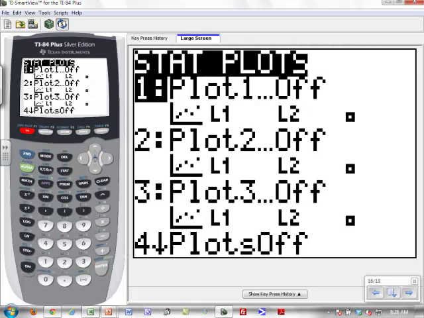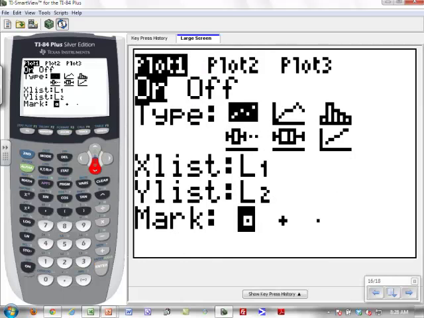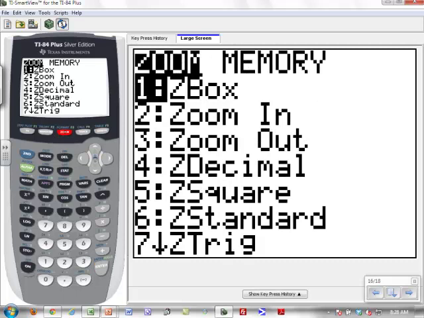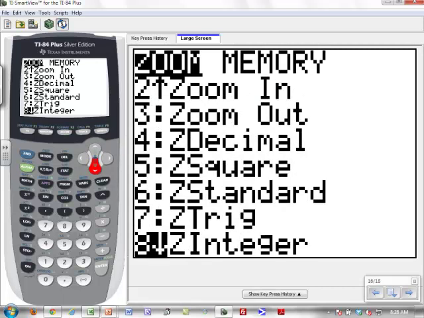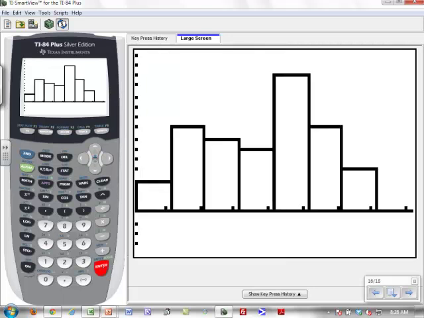I could plot that data. I can go into plot 1, turn the plot on, and I'll choose histogram for right now, just so that we can see that it looks normally distributed. Then I'm going to use my favorite zoom, zoom 9, zoom stat, which says, format my window to match the data in my plot. And when I do that, I get something that's roughly normal. The bigger my data set, the more normal it will look, by the way. It certainly doesn't look skewed. This one's a little too tall, this one's a little too short, but I'm going to call it roughly normal.